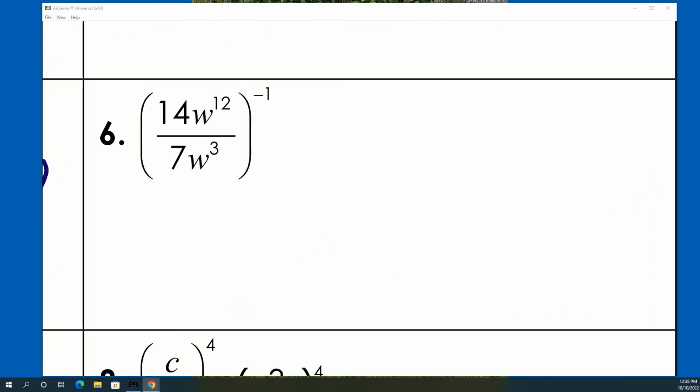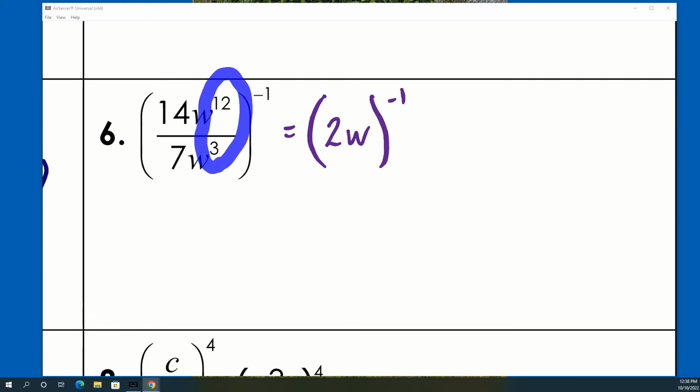All right, number 6. We could do this in different orders. I think what's best is just to go ahead and simplify this first inside. So if we divide 14 by 7, that's just going to be 2. And then if we subtract those exponents, that's just going to be w to the 9th. And then a negative exponent, a negative 1, just means flip it over and make it 1 over 2 w to the 9th.